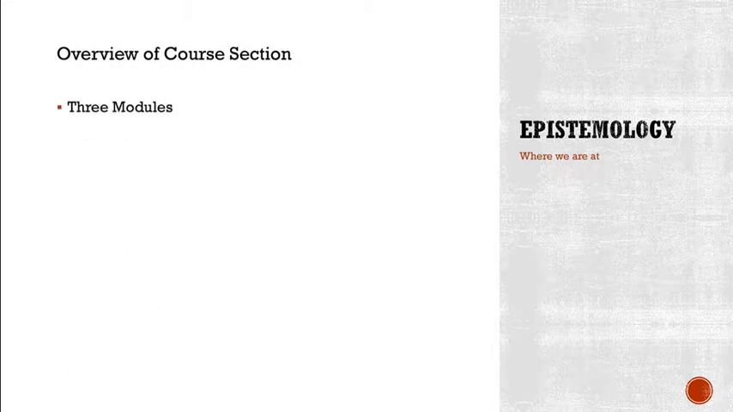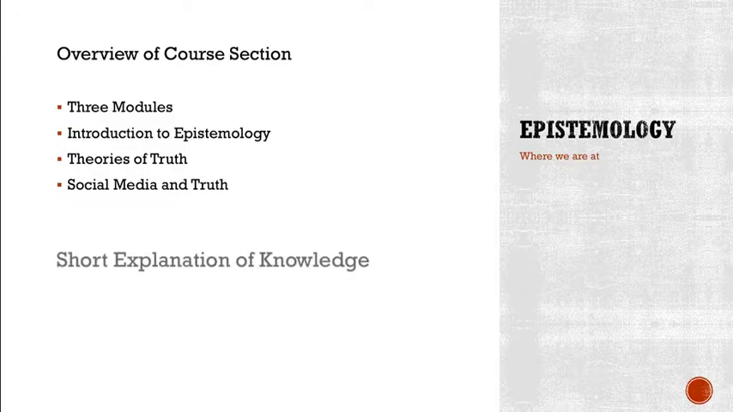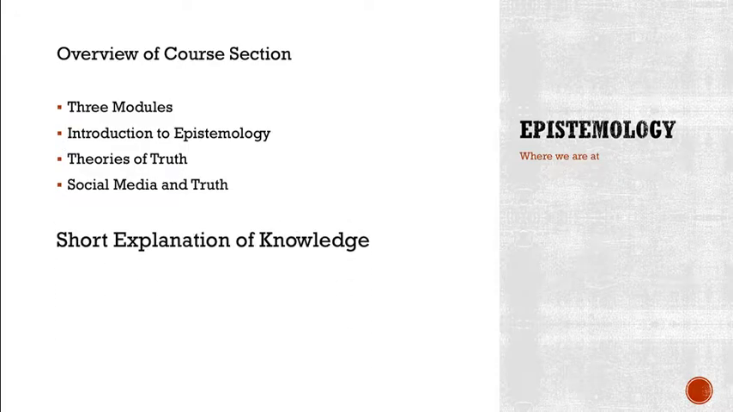In this there are 3 modules, like the previous section where you did your paper. The first one is an introduction to epistemology, and this is what I'm going to discuss here, some of the basic ideas of it. Then there's a section on theories of truth, which is going to be the main work we'll end up doing here. And then there's a section on social media and truth, and that's where the basis of the paper is going to be. So for this lesson, right now, I'm going to give you a short introduction, an explanation of what the concept of knowledge is, which is a fundamental idea that goes all the way back to Plato.